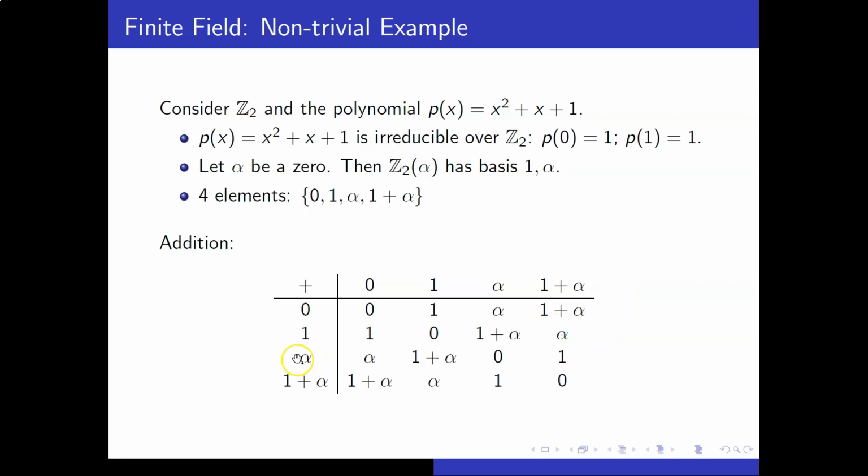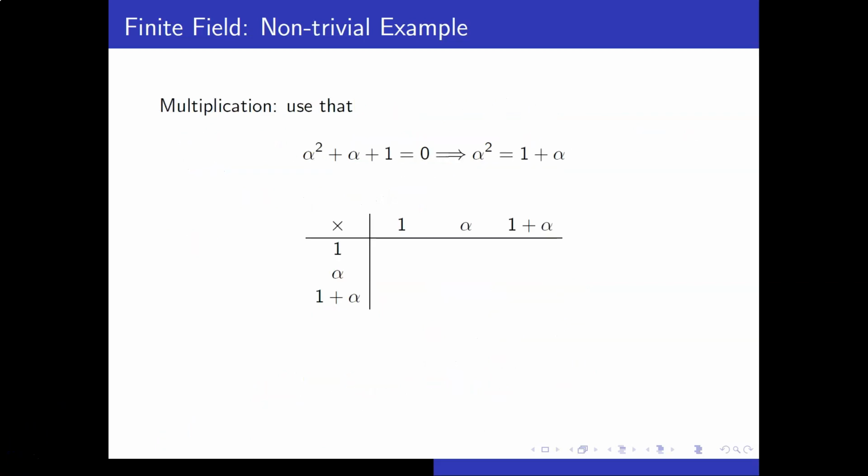And then I run through it again. Alpha plus 0 will be alpha. Alpha plus 1, that's 1 plus alpha. Alpha plus alpha, that's 0. Any number added to itself in characteristic 2 is 0. And then alpha plus 1 plus alpha will get me 1 plus 2 alpha, but 2 alpha is 0, so I'm left with 1. Then if you run through for 1 plus alpha, using the same logic, you just get that row at the end of the table.